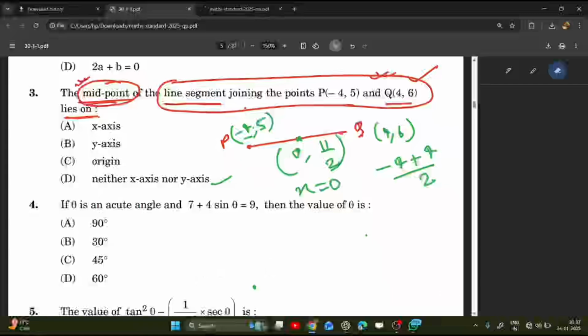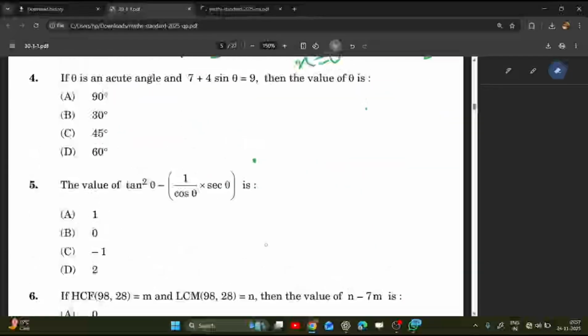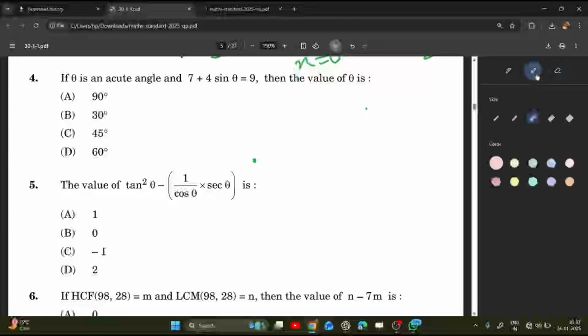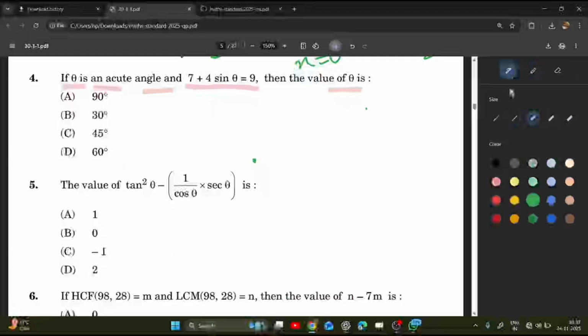Now next question, number 4. If theta is an acute angle, 7 plus 4 sin theta is equal to 9, then find the value of theta. It is very easy. This is a very easy problem.